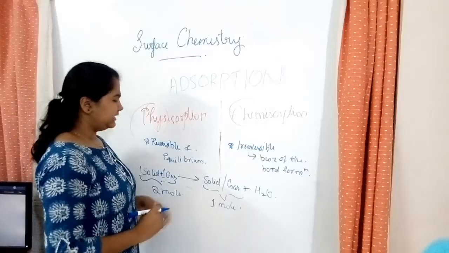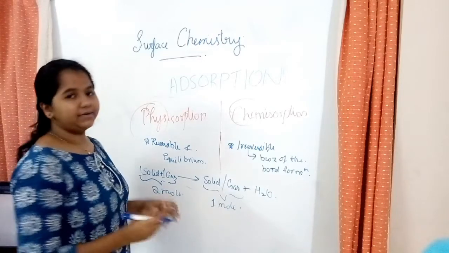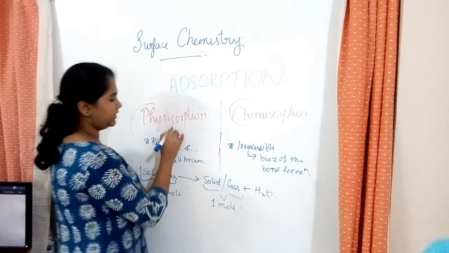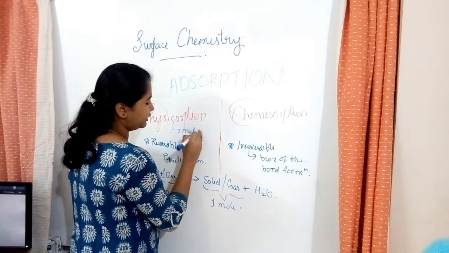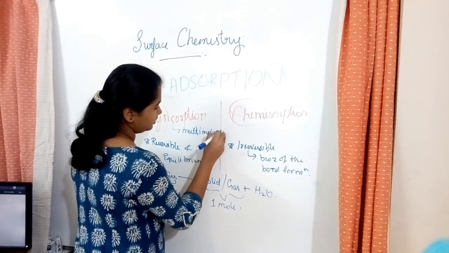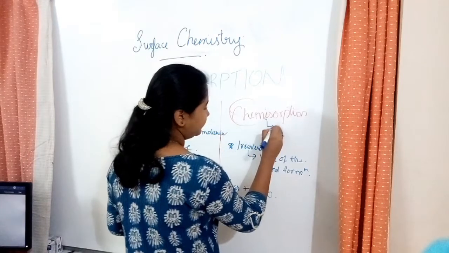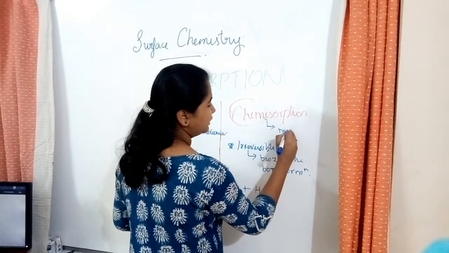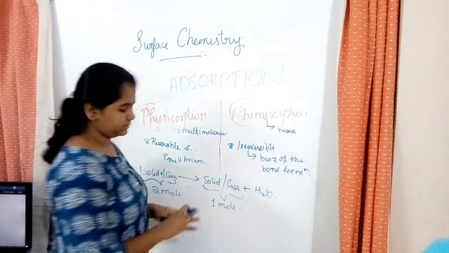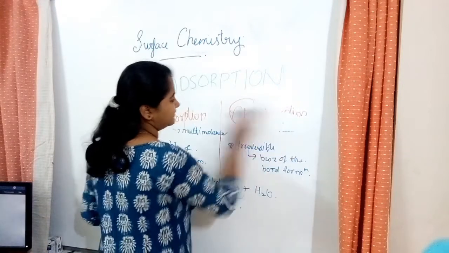The next point that we have to learn is about the layer formation. For physisorption it forms multimolecular layers, whereas for chemisorption it is monomolecular layers. So this is the next difference that we have to learn.